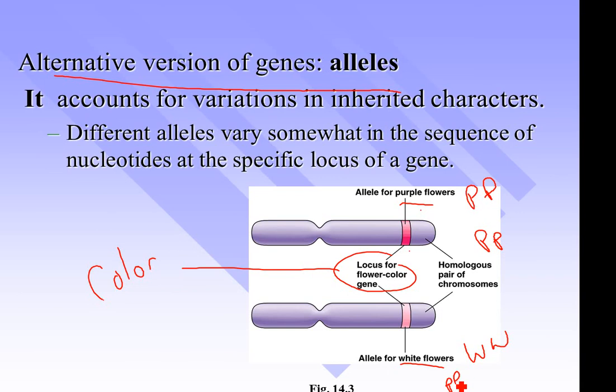Now, here's the deal. You can have two of the purples. You can have two of the whites, or you can have one white and one purple. I should have said purple. But we don't write it like that. We would just write it like this. So ignore the numbers. I'm not doing a Punnett square yet. We'll do that later.